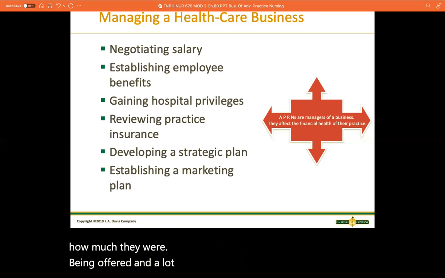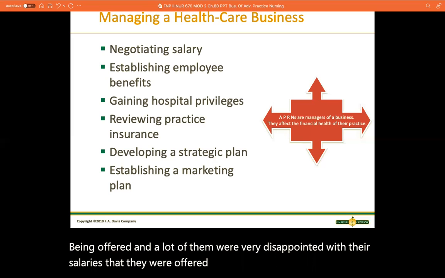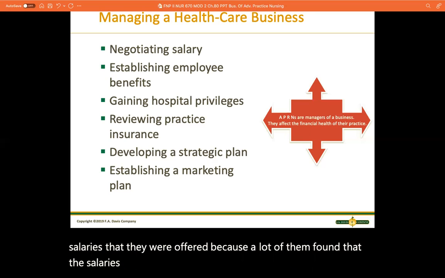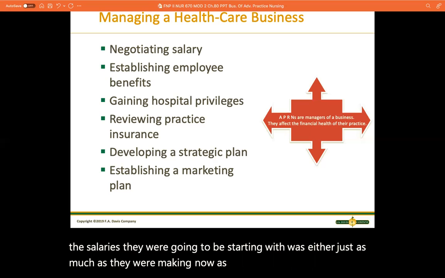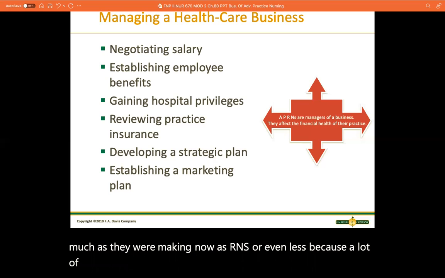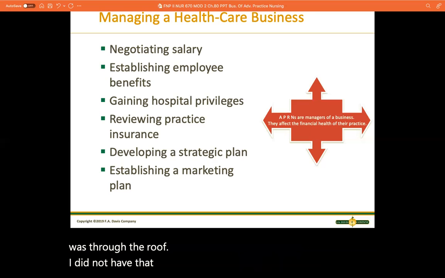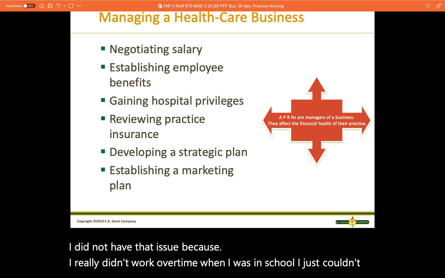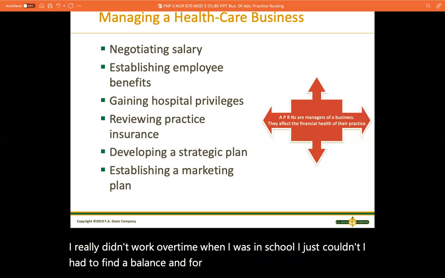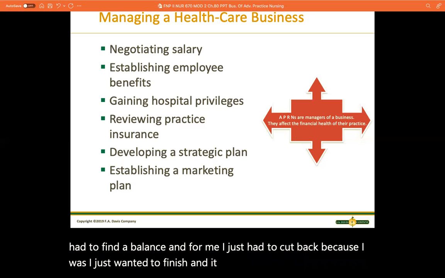A lot of them were very disappointed with the salaries they were offered, because they found that the salaries they were going to be starting with were either just as much as they were making now as RNs or even less, because a lot of them worked so much overtime that their salary was through the roof. I did not have that issue because I really didn't work overtime when I was in school. I just couldn't. I had to find a balance. I just had to cut back because I wanted to finish, and that was it.